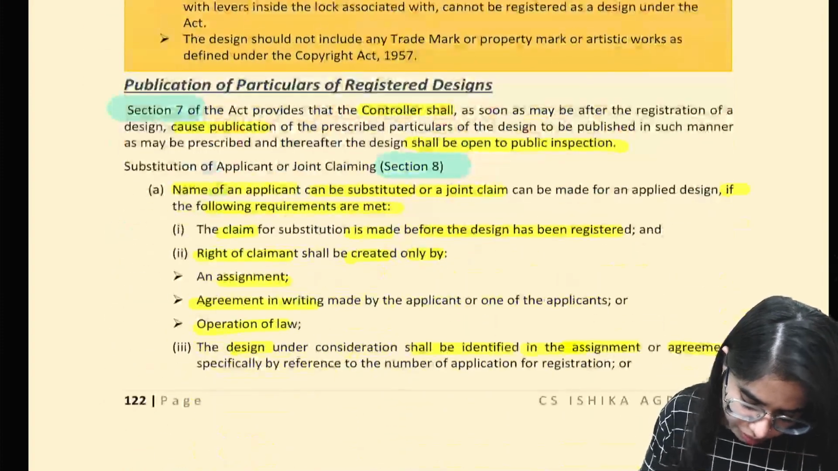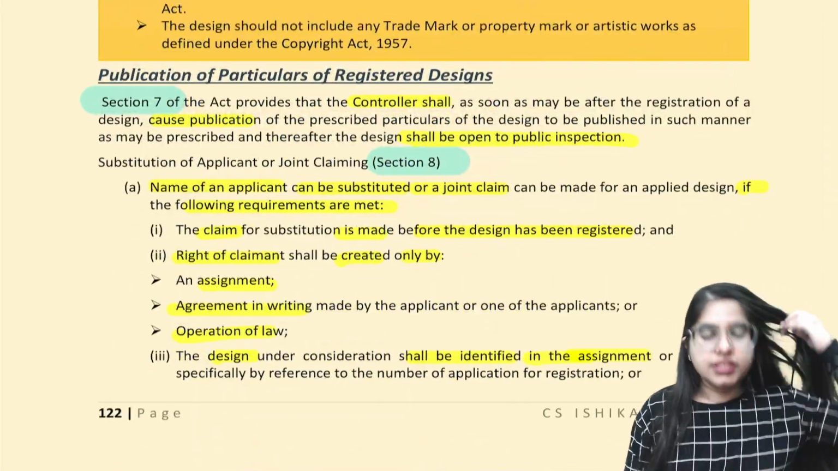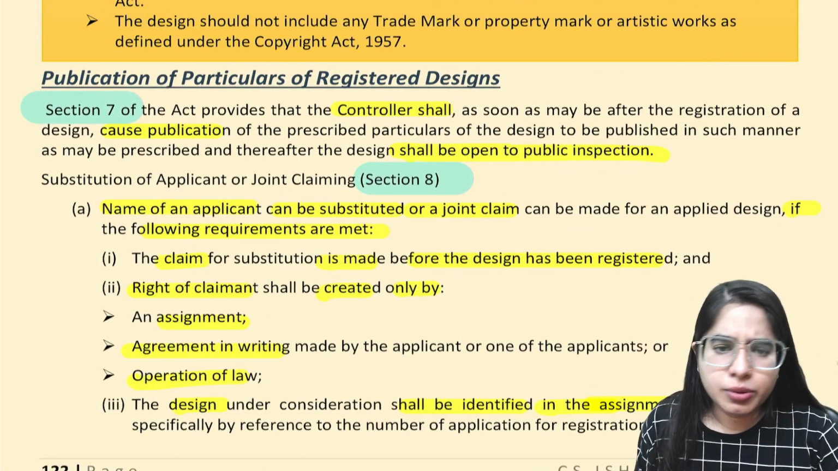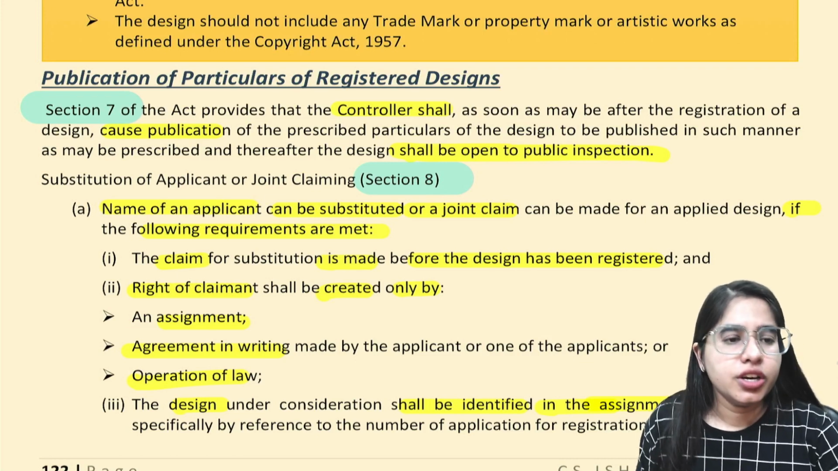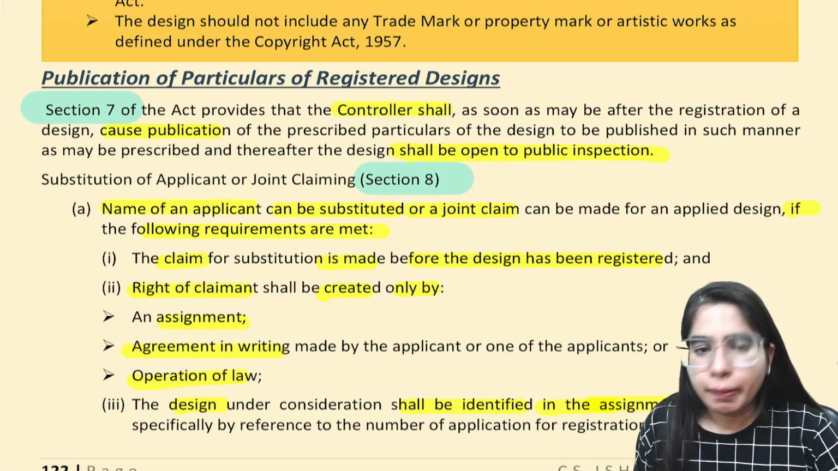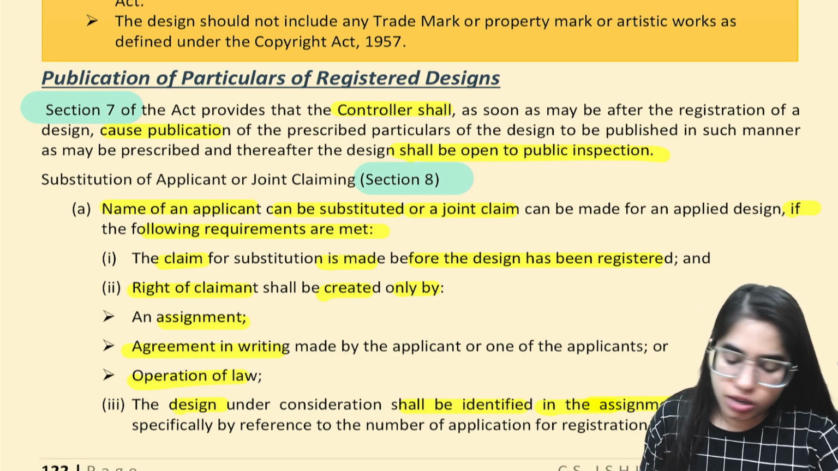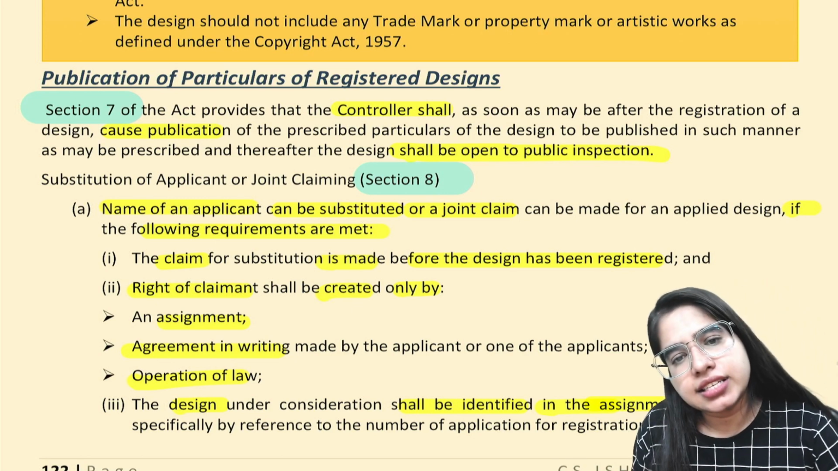Now come here. Section 7. Section 7, nothing. As soon as any design is registered, that will be published for public inspection, so that if any public has any objection, they can raise the objection. It is such a simple thing.